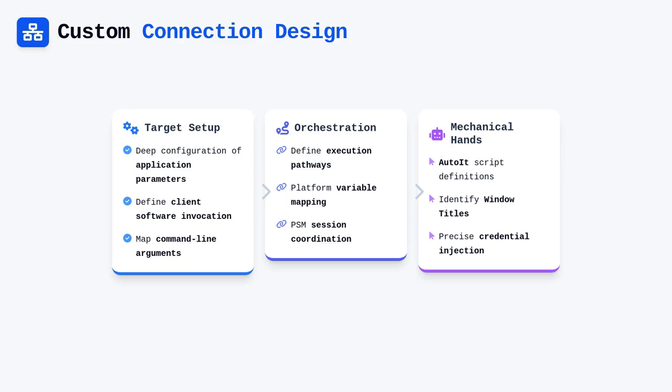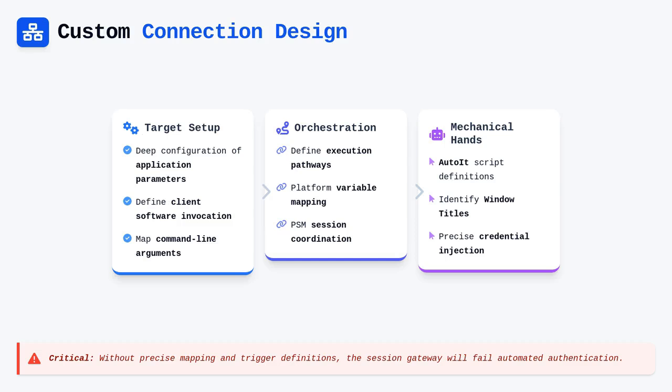By precisely defining these triggers, you ensure that the session proxy can reliably interact with the login fields of the target application. This orchestration requires a clear understanding of the application's unique layout, as the proxy must identify where to inject credentials without human intervention. Without this precise mapping, the session gateway will fail to perform the automated authentication step upon application launch.